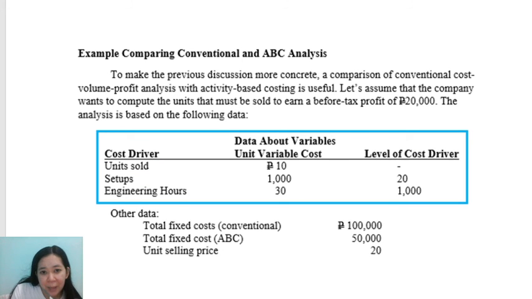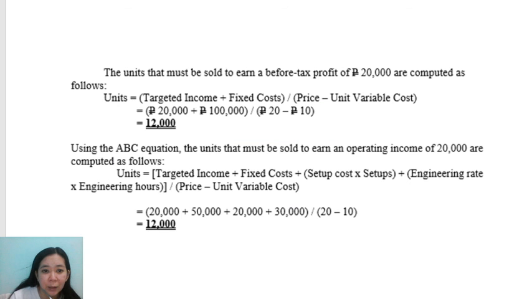Okay, so we have here an example comparing conventional and ABC analysis. To make the previous discussion more concrete, we will compare conventional cost-volume-profit analysis with activity-based costing. Let's assume that the company wants to compute the units that must be sold to earn a before-tax profit of 20,000. The analysis will be based on the data. You can also see that in your module.